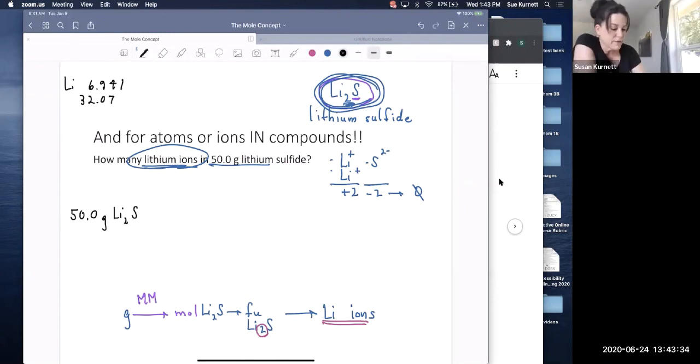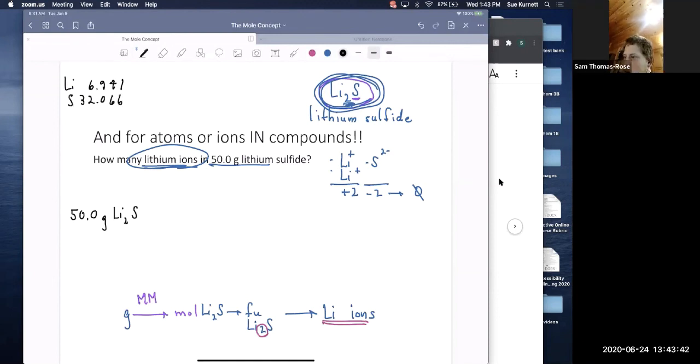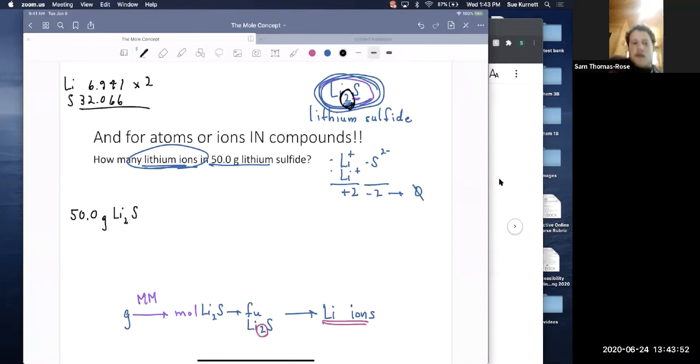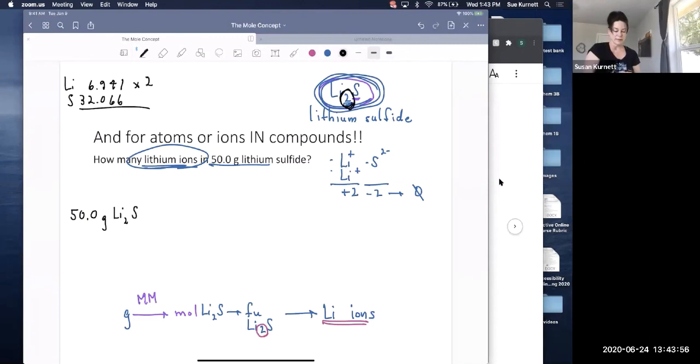And then how about for sulfur? It's probably 32.066. 32. Yep, that's correct. 32.066. Okay. And then there's 2 lithiums, so I'm going to have to multiply that one by 2. Right. I'm going to add all those pieces together to get the molar mass for lithium sulfide.